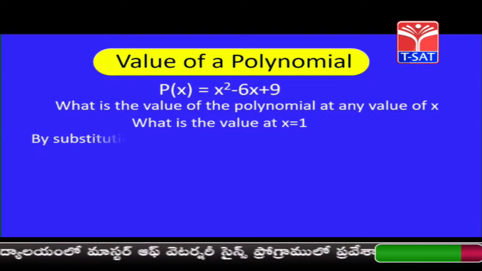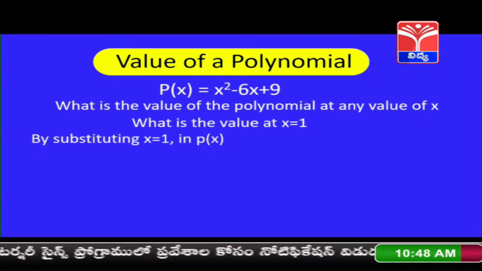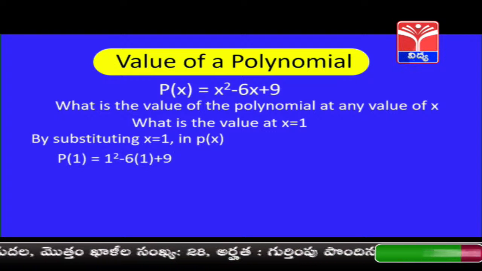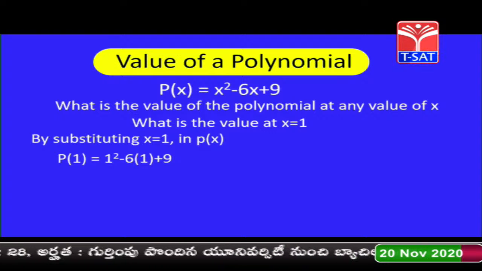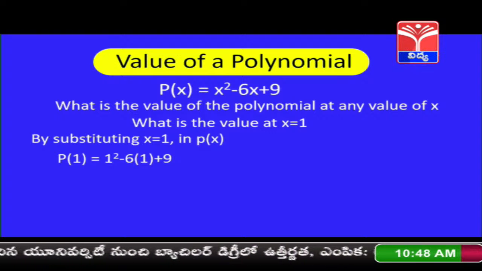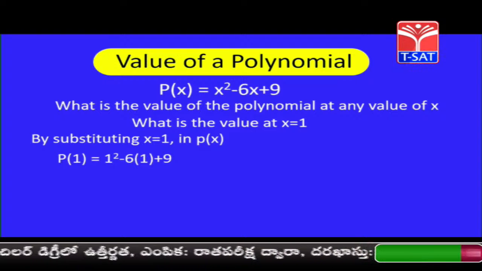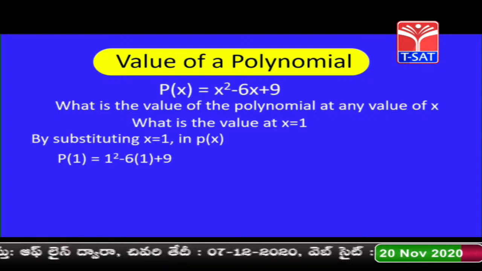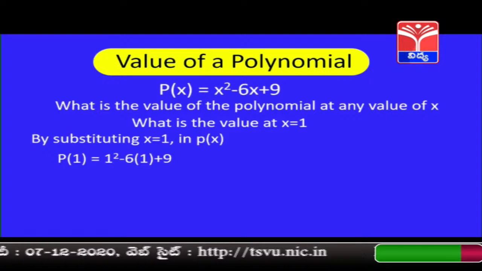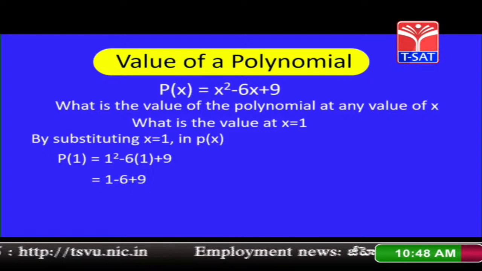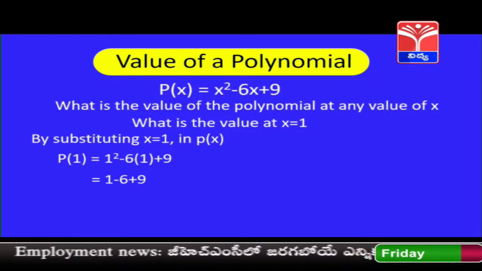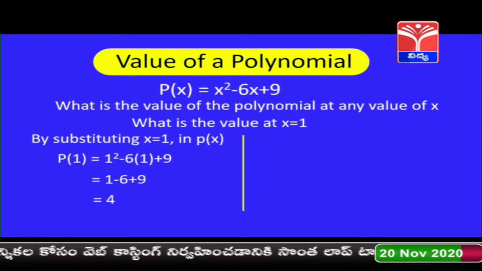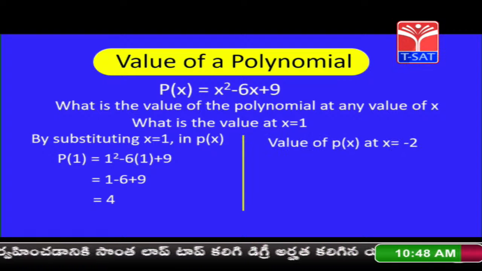For this, we have to substitute x is equal to 1 in this polynomial. Replace x with 1. The polynomial becomes like this. P of 1 equal to 1 square, in the place of x square, 1 square minus 6x, 6 into 1 plus 9. Simplify this and try to write the answer. 1 square becomes 1, 6 into 1 is 6 and plus 9, add and subtract, what will be the value? Yeah, it is 4. Try to write the value of this polynomial at x is equal to 2.